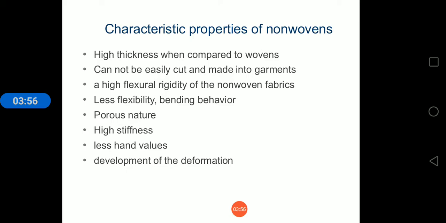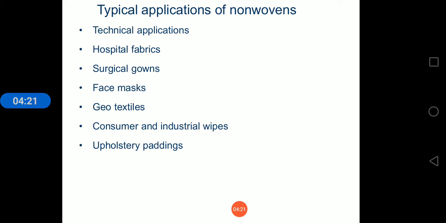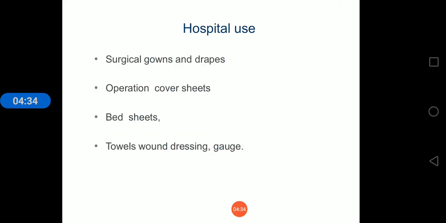Characteristic properties of non-wovens: high thickness when compared to wovens, cannot be easily cut and made into garments. A high flexural rigidity of the non-woven fabrics, less flexibility, poor bending behavior, and a porous nature, and they have high stiffness and low hand values, with development of deformation. Typical applications of non-wovens: technical applications, hospital fabrics, surgical gowns, face masks, geotextiles, consumer and industrial wipes, and upholstery paddings.